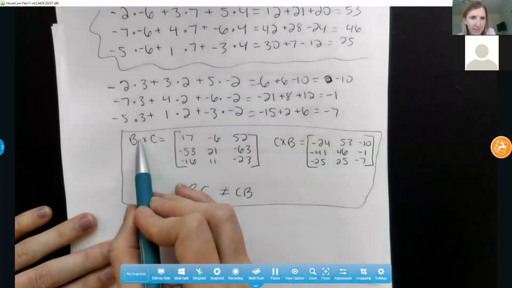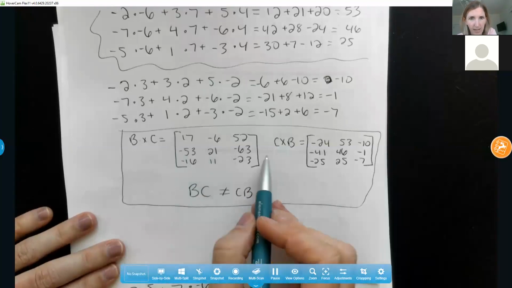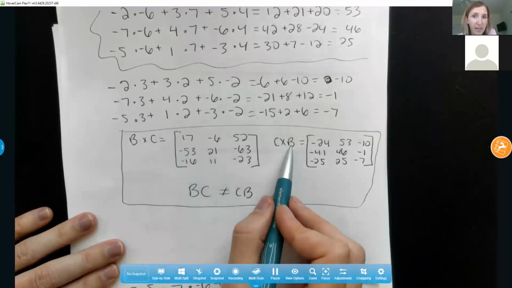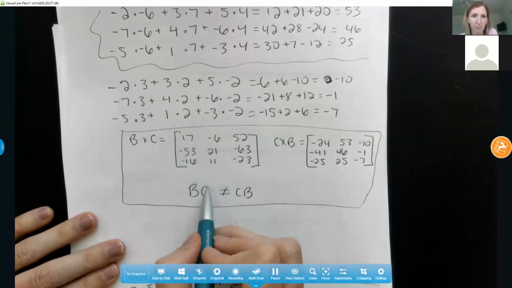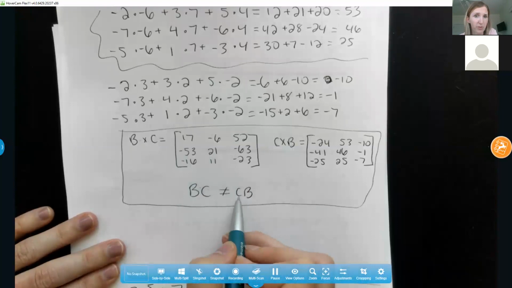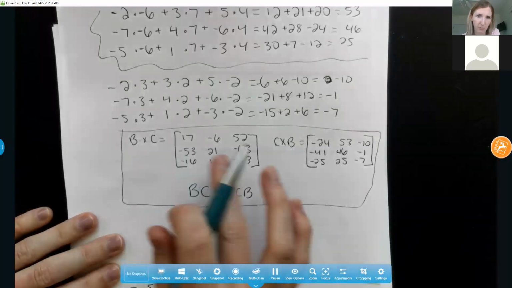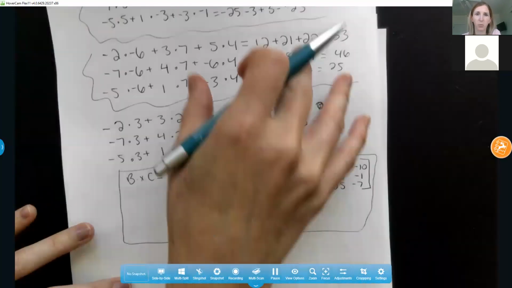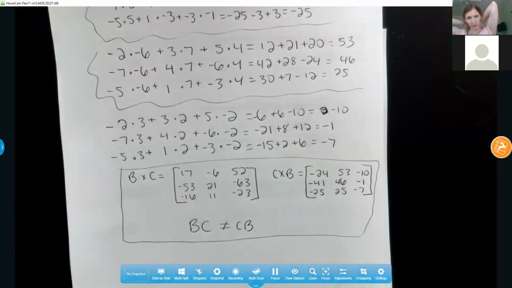So we did B times C before, and this is what we got, right? Okay. And then we did C times B, and this is what we got. So basically we're saying that B times C does not equal C times B. So matrix multiplication is not commutative. So that's this plus the work is what we need for part 1. So if you just go back and check your work against mine and then correct any errors, you'll be set for part 1.